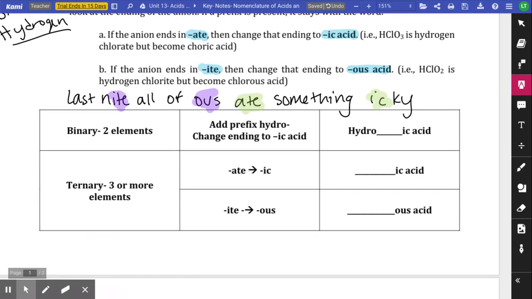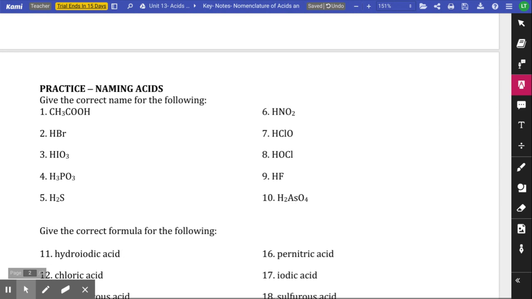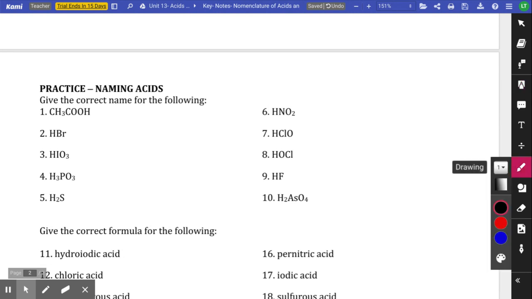All right, so this is just a little summary chart with the rules that I made. Take it or leave it. But we're going to go ahead and start practicing.